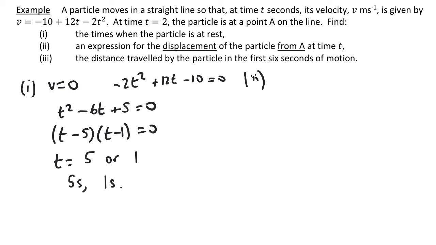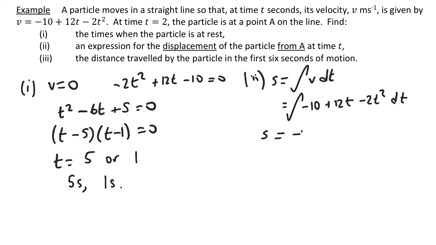Part 2, an expression for displacement. So s is the integral of v dt. Now, we divided v by minus 2 whenever we were solving it equal to 0. We can't do that here. We just have to integrate our formula for v. So it's going to be the integral of minus 10 plus 12t minus 2t squared dt. So s is going to equal minus 10t plus 6t squared minus 2/3 t cubed plus c.